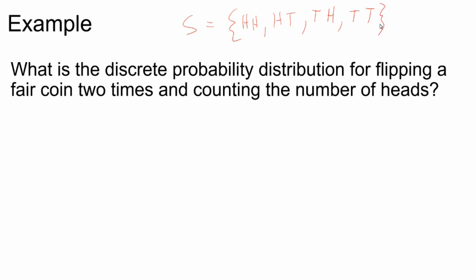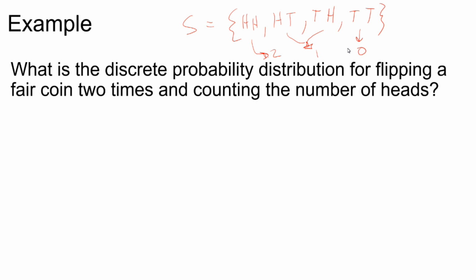So we're counting the number of heads here. How many heads do we have here? The answer is 2. How many heads do we have here? The answer is 1. And how many heads do we have here? The answer is 0. We can get 0 heads or 1 head or 2 heads.